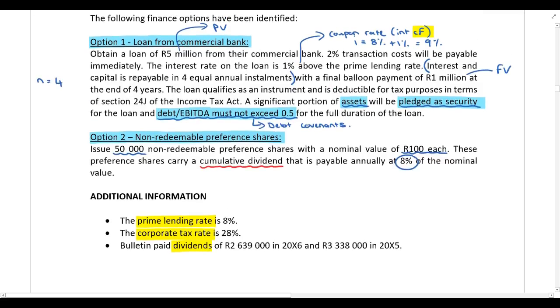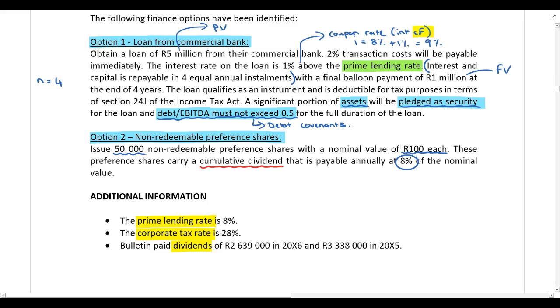We know that interest on the loan is linked to the prime lending rate. So that is going to expose Bulletin to interest rate risk. There's a risk that if interest rates increase, obviously that will cause this coupon rate to increase and the annual cash flows on the loan to increase. And that could have a negative impact on their financial position. So the loan will expose them to interest rate risk if it's not appropriately hedged. Obviously, the interest rate risk can be hedged by using interest rate swaps, etc.